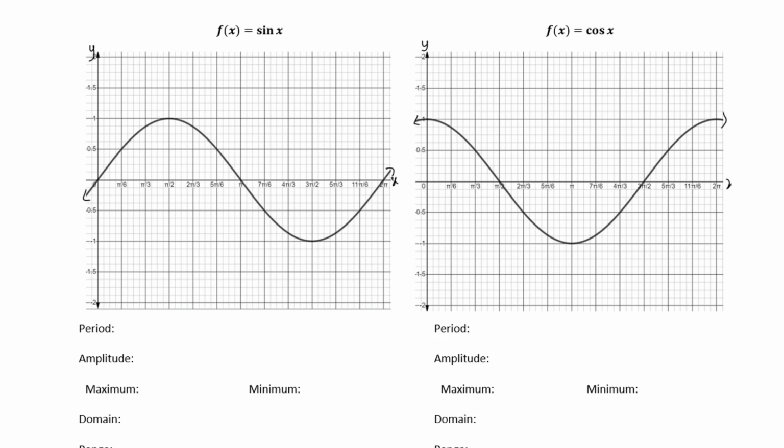Here we're going to look at the properties of the sine and cosine graph. We're going to start by examining the period. And by period I mean the length over which it takes for the graph to complete one full cycle.